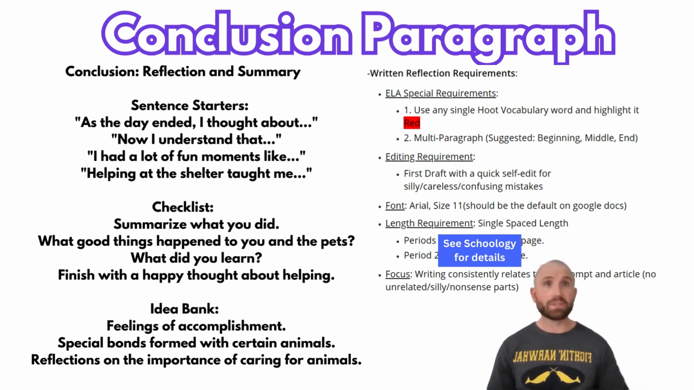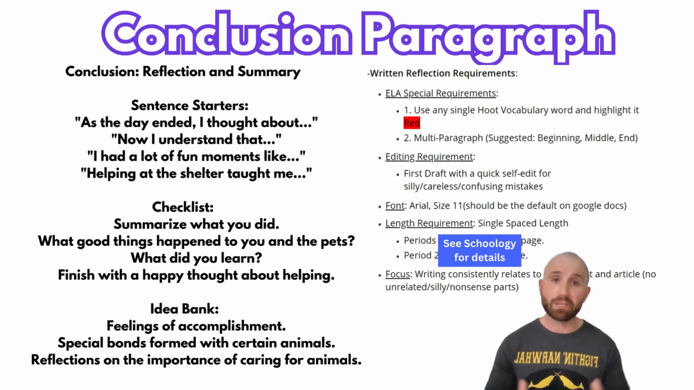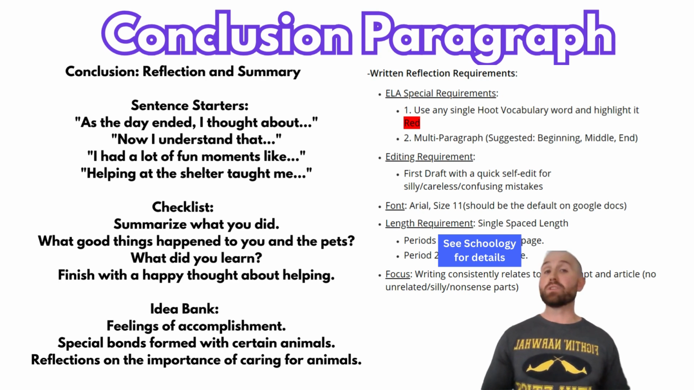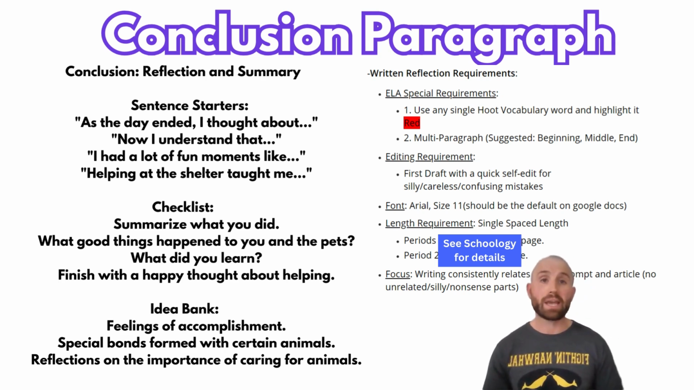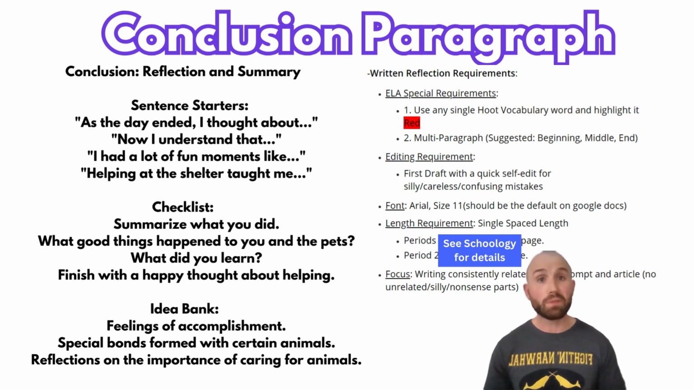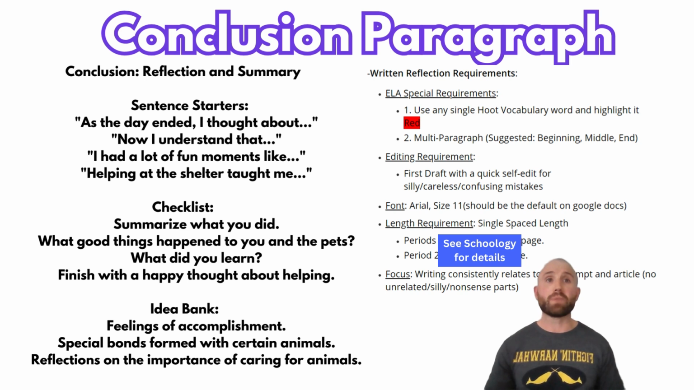I also threw on this slide the editing requirements just to make sure you don't miss anything. Your ELA special requirements reminder is that you need to have one single hoot vocab word in there. It also must be multi-paragraph, but if you've been sticking with me, you should have 5 paragraphs by now. There's also how the page setup should be and the length requirement and the focus requirement there. Make sure you're meeting all that.